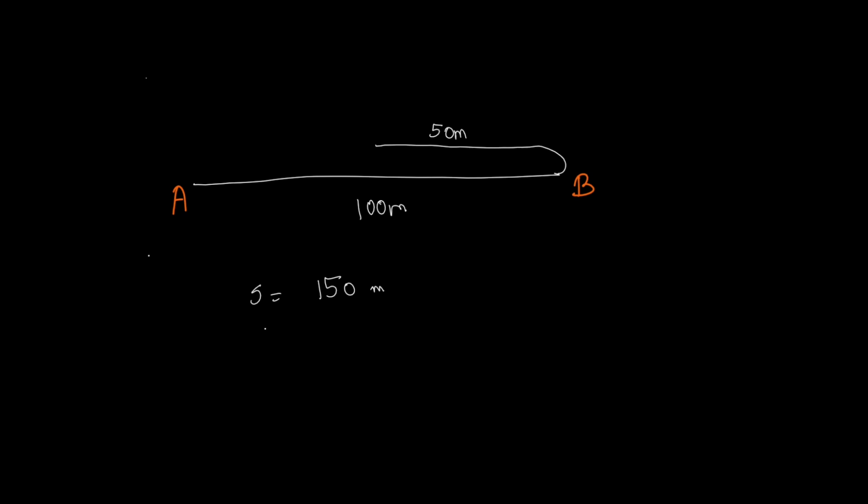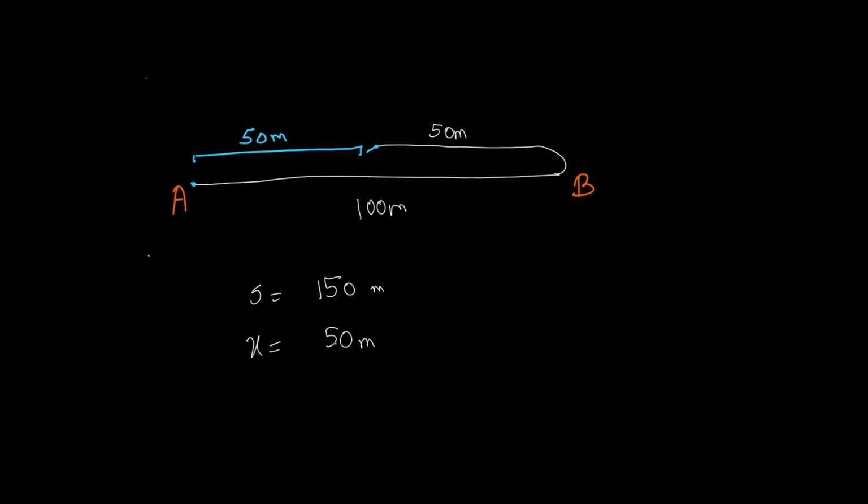And then for displacement, we have to find the shortest distance between starting point and ending point. Now starting point is this and our ending point is this. One distance is 150 meters, but we have another distance which is this distance. This distance is actually 100 minus 50, which gives us only 50. Which one is shorter, 50 meters or 150 meters? 50 meters is obviously shorter. So, according to the definition of displacement, our answer for displacement for this particular scenario will be 50 meters.